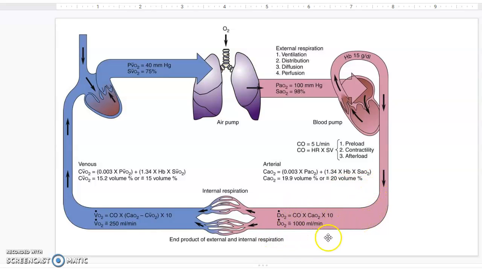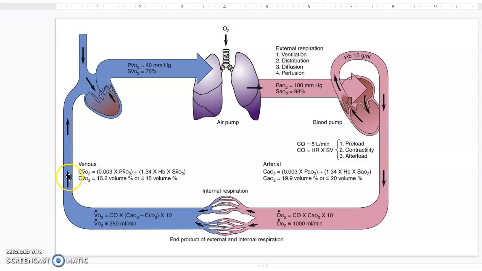Then we talk about delivery down here. This is what's actually getting to the organs, your DO2, and you have your calculation there. It should be about 1,000 milliliters per minute. And then we have where respiration actually occurs, gas exchange at the organ level. Then the blood enters back into the venous system. And so here is our VO2 and our calculation for that. Normal is about 250 milliliters per minute.